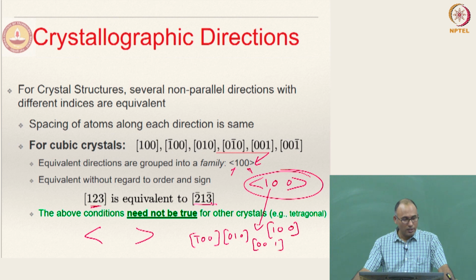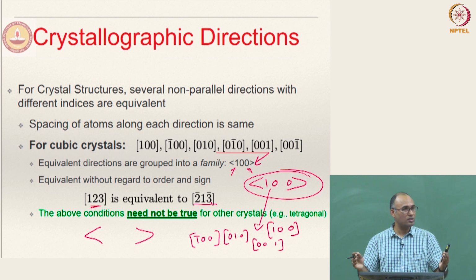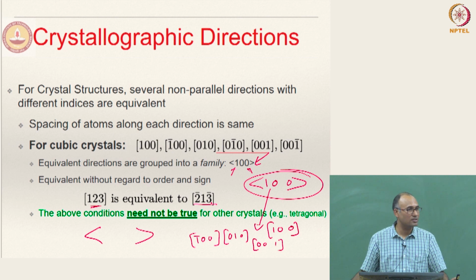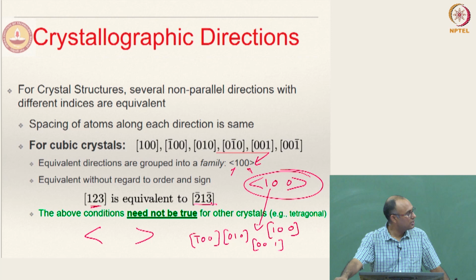Okay. And please note that this condition that we have just now discussed of representation of equivalent directions need not be true for other crystals. For instance, it is not true for tetragonal, because in tetragonal, when you are moving in 1 0 0 direction and 0 1 0 direction, you will have to move by a different absolute amount to actually reach the lattice point. Is that clear? So, all right. So, I think we will stop here.